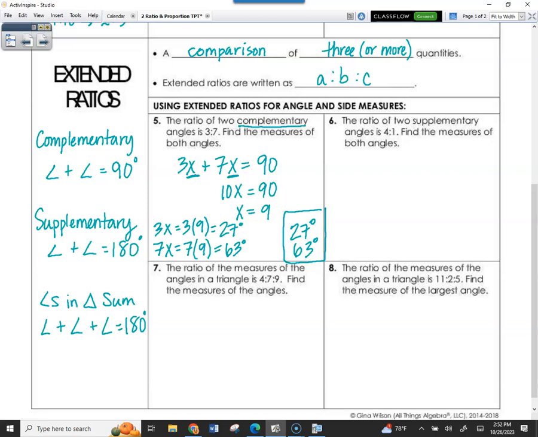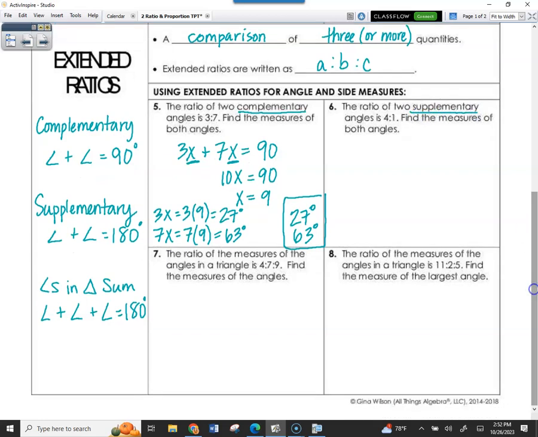Now, number 6, we're not going to work together, but what changes in number 6? They're going to add to 180 instead. Number 7 is slightly different, but it's the same format. This time it's the ratio of the measures of the angles in a triangle. They're 4 to 7 to 9. What do the angles in a triangle add up to? 180. So all of them get an x.